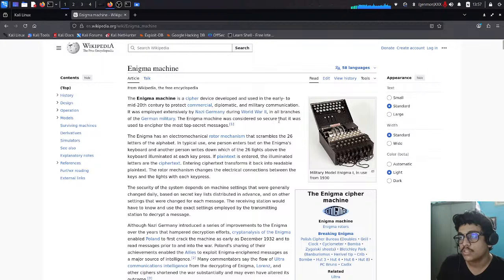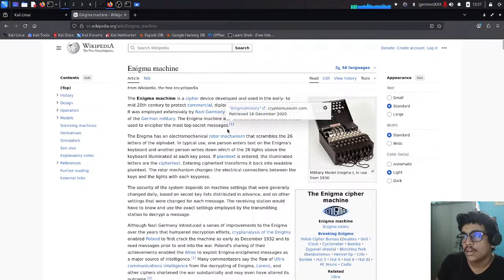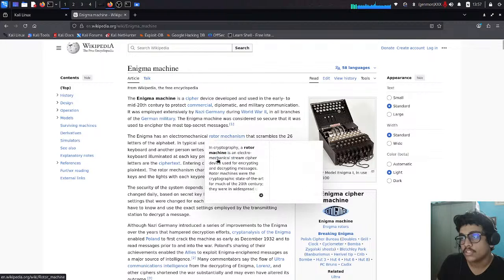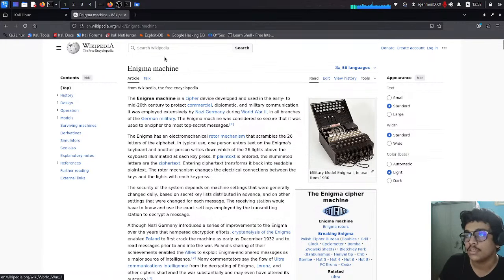The Enigma machine was considered so secure that it was used to encipher the most top secret messages. So what can be the top secret messages? For example, it can be the coordinates of the troops, or where they will be targeting a particular country, and other major things. For example, the information of guns, information of troops, the persons present in the troop, what weapons they are using, any other war equipment they are using. That is the top secret messages. The Enigma is an electromechanical rotor machine.